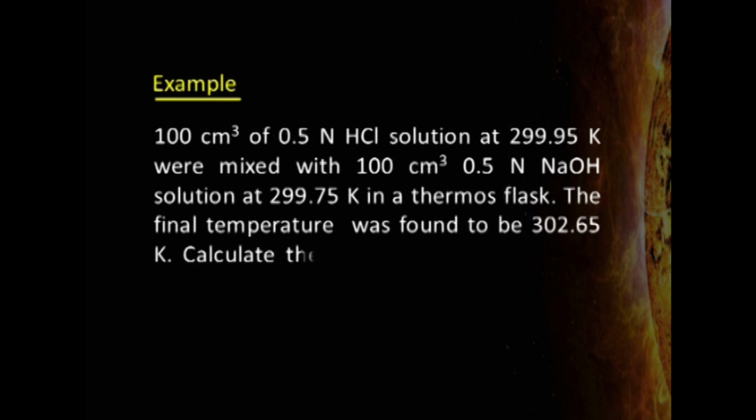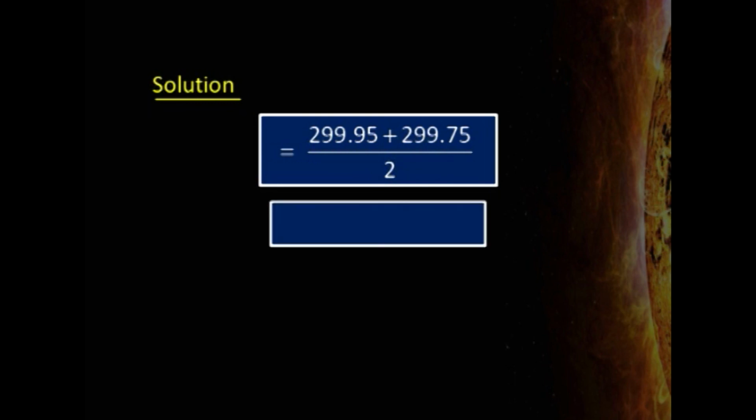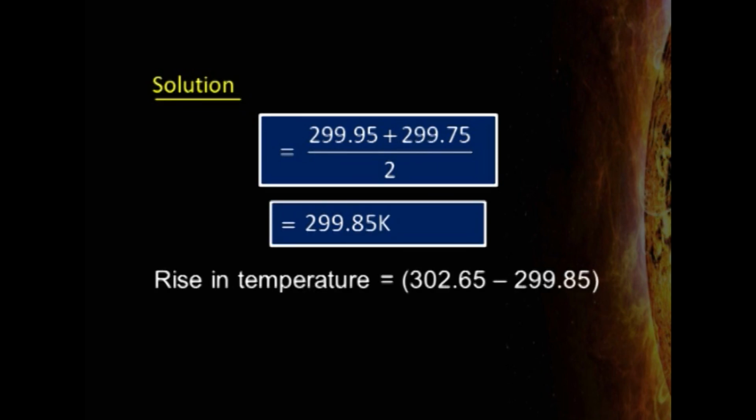The final temperature was found to be 302.65 Kelvin. Calculate the enthalpy of neutralization of HCl. The water equivalent of the thermos flask is 44 grams. In this problem, the initial temperatures of acid and base are not equal. Hence, the initial average temperature of acid and base has to be calculated, which is equal to 299.95 plus 299.75 divided by 2, which is equal to 299.85 Kelvin. Therefore, the rise in temperature will be equal to 302.65 minus 299.85, which is equal to 2.80 Kelvin.